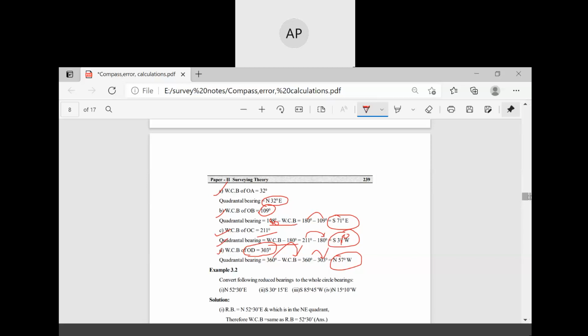Whole circle means, always remember, whole circle means it is 360 degree. The angle is from 0 to 360 degree. Okay.